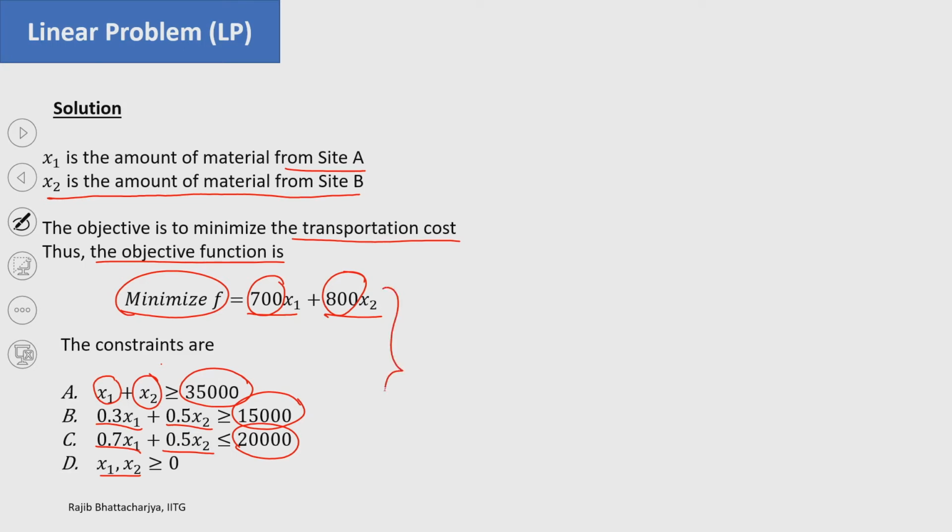So, I am getting this particular linear problem. Here the objective function is a minimization type function. I would like to minimize the cost, and I am getting all the constraints: x 1 plus x 2 greater than or equal to 35,000, then 0.3 x 1 plus 0.5 x 2 greater than or equal to 15,000, and 0.7 x 1 plus 0.5 x 2 less than or equal to 20,000. So, let us plot it.